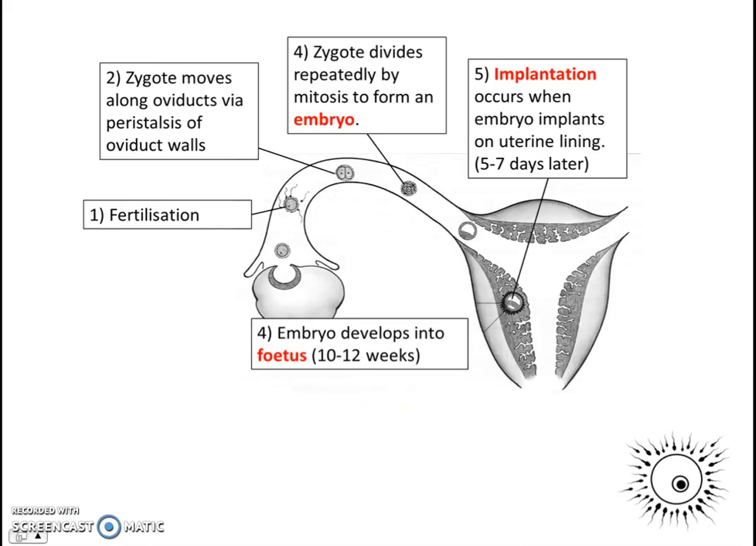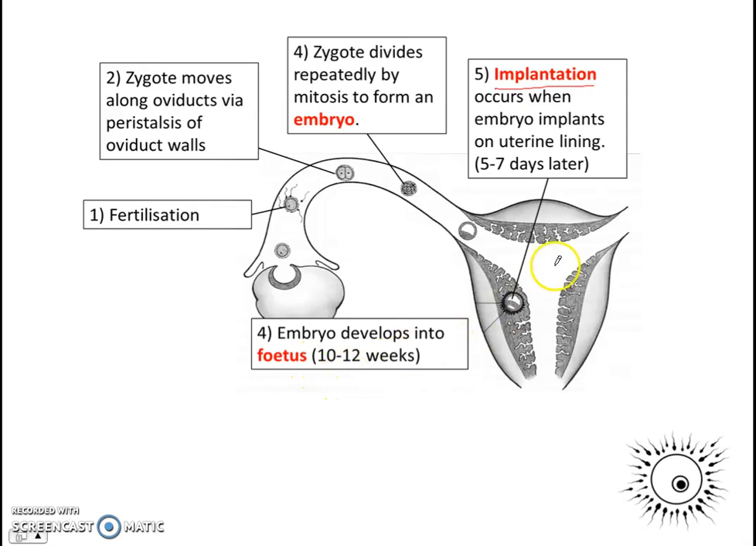Alright, let's start with a quick recap of what happens when a baby is formed. At first there's fertilization, where the nucleus of the sperm fuses with the nucleus of the egg, and we form a zygote. The zygote then moves along the oviduct, and it divides repeatedly and forms a ball of cells known as the embryo. The embryo continues moving on, and when it reaches the uterus, a process called implantation occurs, where the embryo implants itself into the uterine lining. And it is here that the embryo develops, and 10 to 12 weeks later, it becomes known as the fetus.